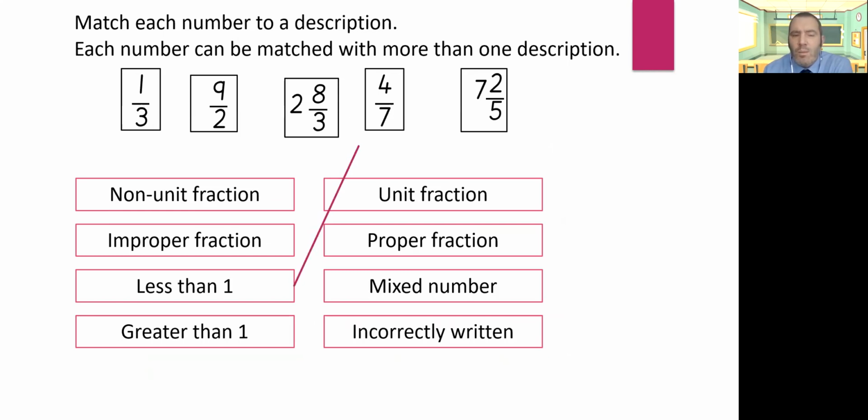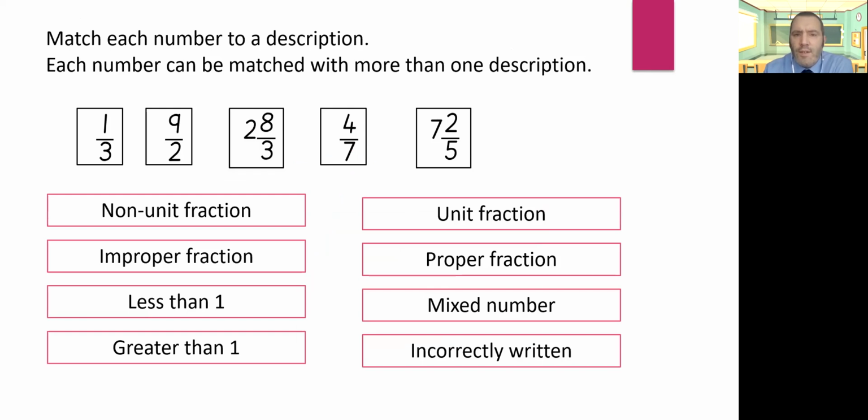4/7 is less than 1. Again, we know this because the denominator is greater than the numerator. It is a proper fraction for the same reason. And it is also a non-unit fraction because it has a numerator greater than 1.